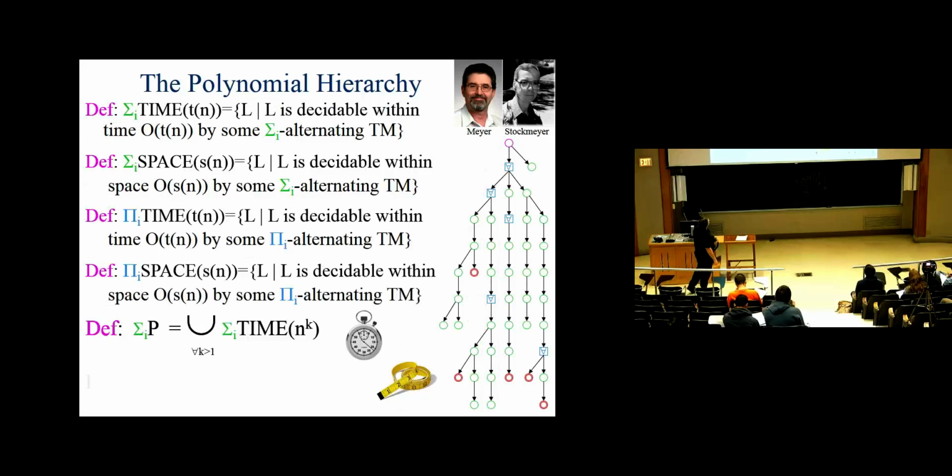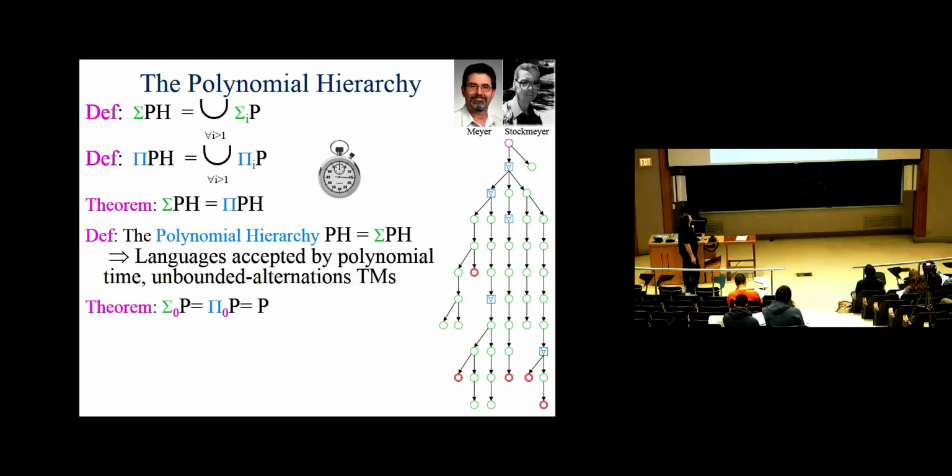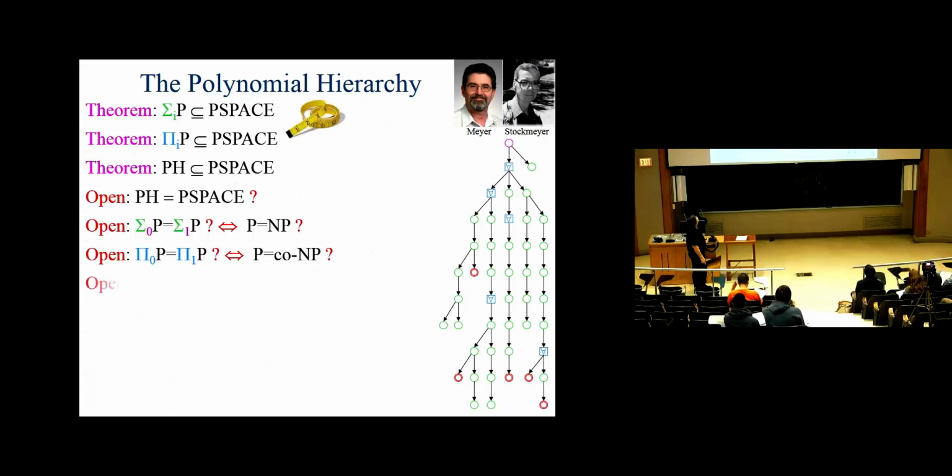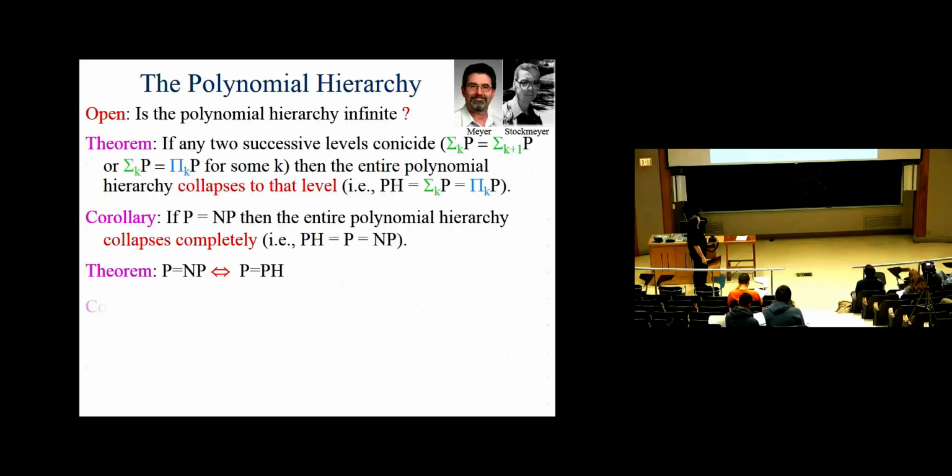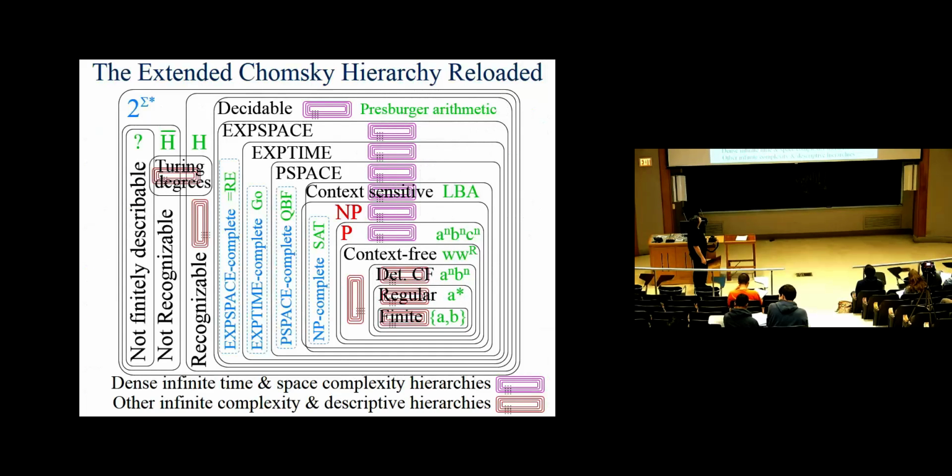The polynomial time hierarchy, don't even get me started on that. We'll skip through that. But I do want to show you something really cool. It's called the complexity zoo.